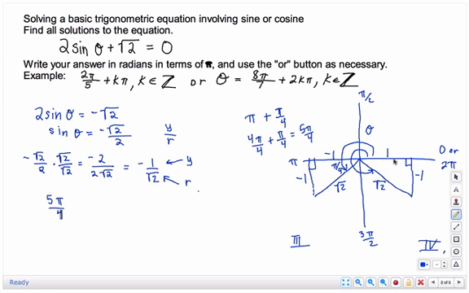If I'm calculating this angle here in quadrant 4, remember, to find theta in quadrant 4, I take 2 pi, because all the way around is 2 pi, and I subtract the reference angle, which is pi/4. So I do the same thing to get a common denominator here. I'm going to multiply this by 4/4. That gives me 8 pi/4 minus pi/4, which is 7 pi/4. That represents the angle in quadrant 4.